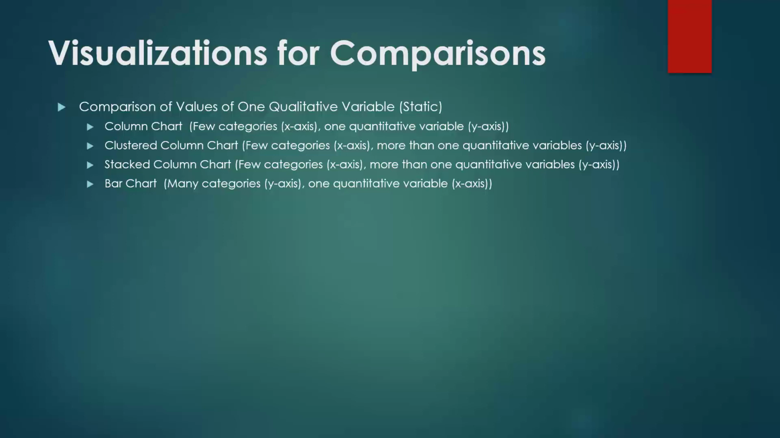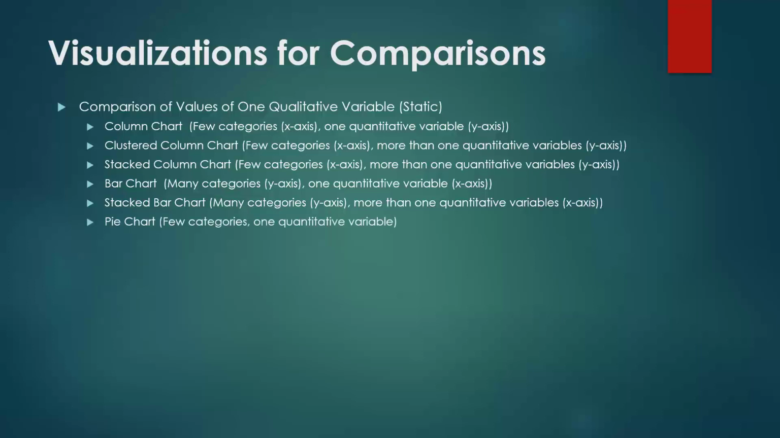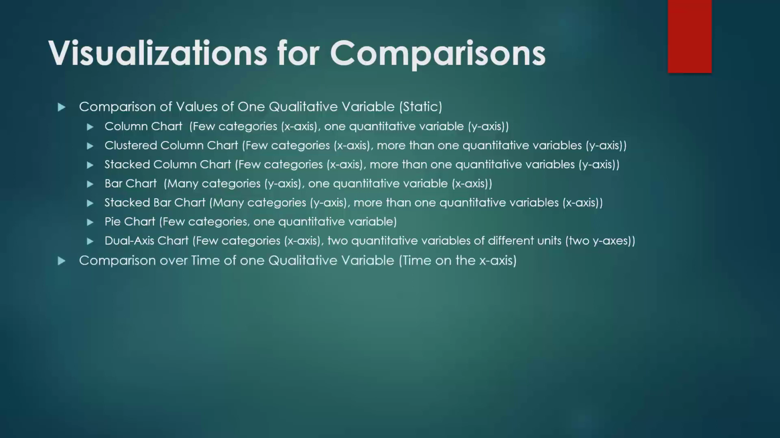And like I said earlier, if the number of categories is larger, we use a bar chart. So we flip the axes. When we take a column chart and flip the axes, we get a bar chart. Then you can do a stacked bar chart if you have multiple quantitative variables. We can also do a pie chart for showing comparisons for few categories. If you have two quantitative variables with different units, then we can show those using a dual axis chart.